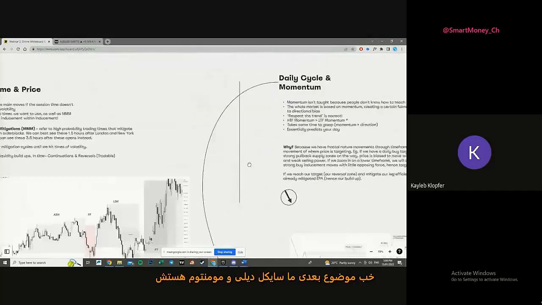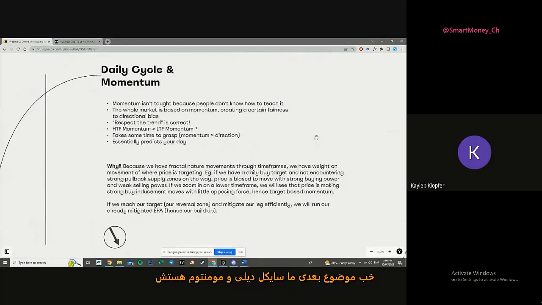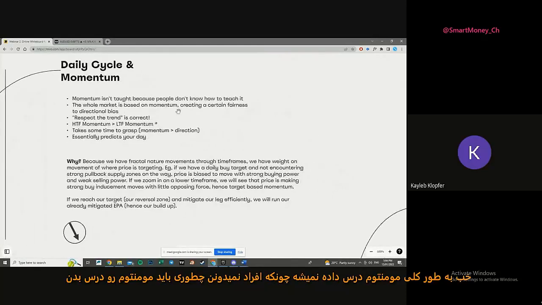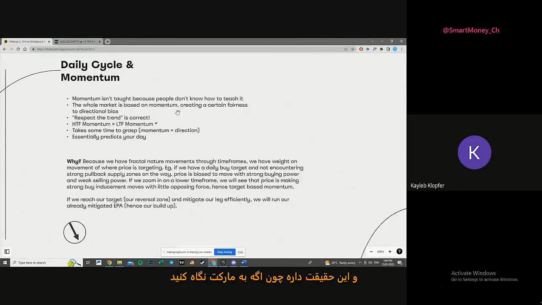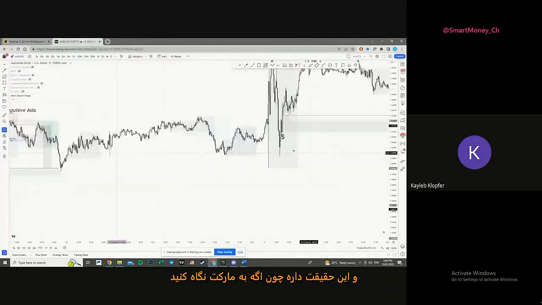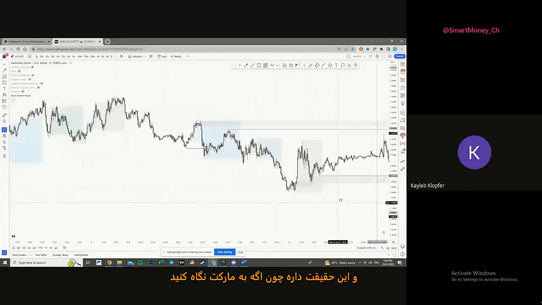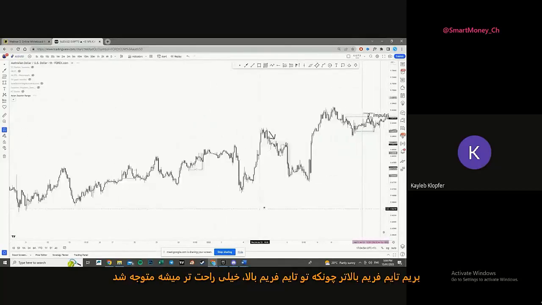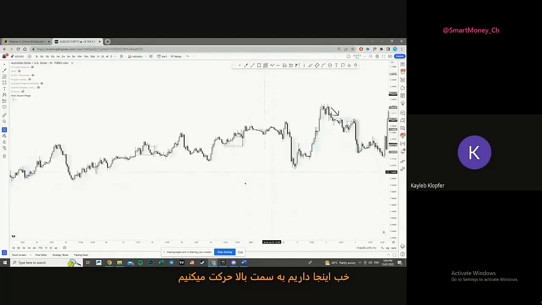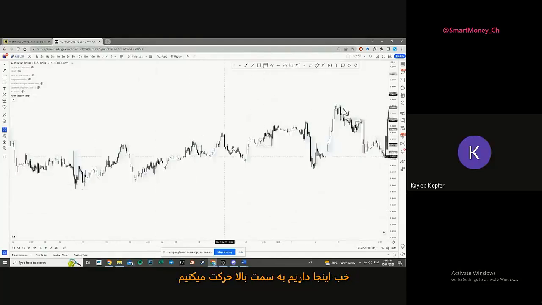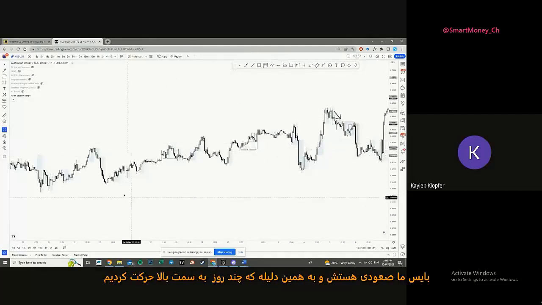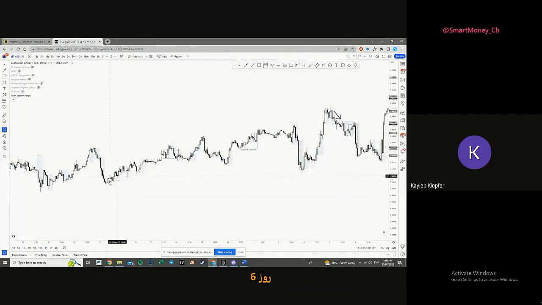Awesome. So our next little subtopic is the daily cycle and momentum. Momentum isn't taught because people don't know how to teach it, and it's true because if you look at the market, let's go on a higher time frame because higher time frame is easier to understand. We're moving up here, and we continue moving up. It's our bias to keep moving up, and that's why we move up for days and days. 1, 2, 3, 4, 5, 6.